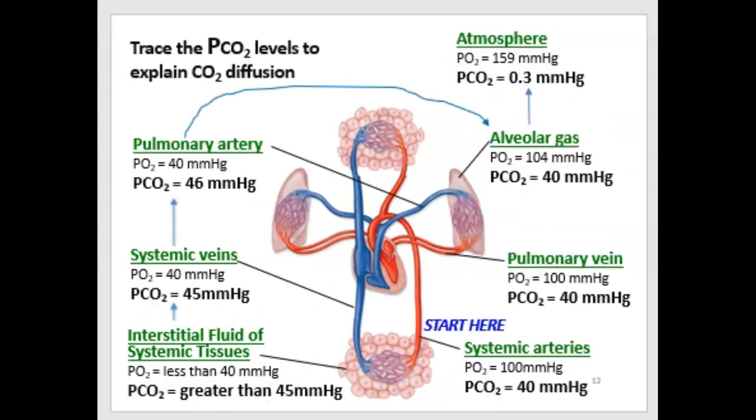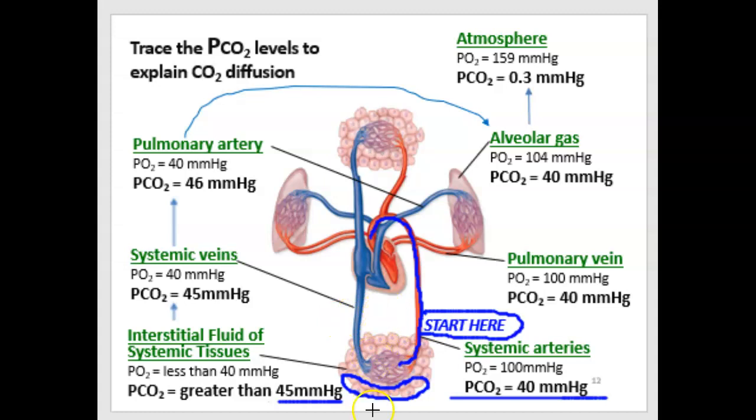Now let's do the same thing with partial pressures of carbon dioxide. This time I think it makes the most sense to start down at the systemic vessels, the systemic arteries. So the partial pressure of carbon dioxide that has come from the aorta, which is carrying blood that just came back from the lungs, should be relatively low, and it is. It's at 40. But the systemic tissues have been busy producing CO2. And so the CO2 is higher, about 45. That's fine.